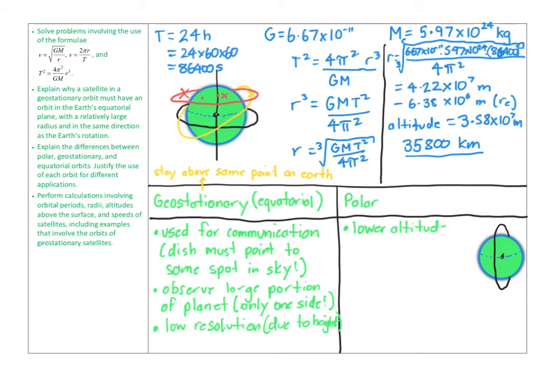Polar orbit satellites tend to be at much lower altitude, so you can get better resolution in your imagery. Because of their shorter radius and the velocity they move, they tend to have a period of about 2 hours. As the Earth spins, they keep going around and around, and they can image the whole surface of the planet at regular intervals. So the period's about 2 hours.